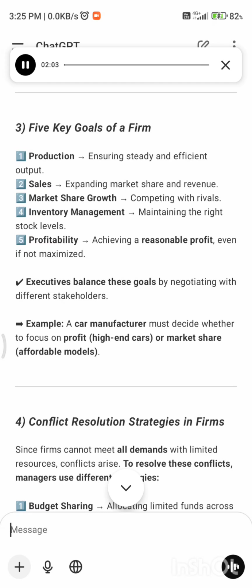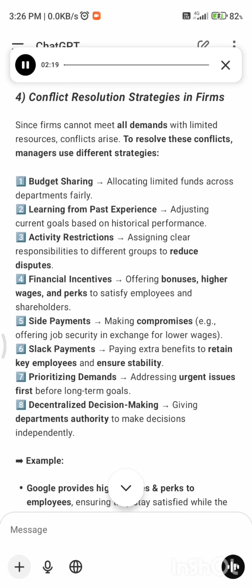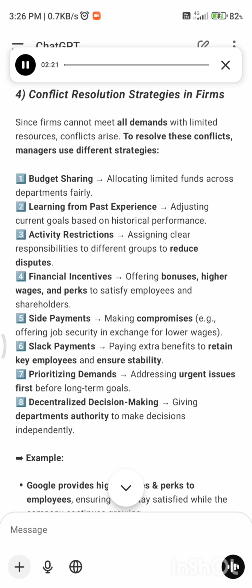Executives balance these goals by negotiating with different stakeholders. Example: a car manufacturer must decide whether to focus on profit, high-end cars, or market share, affordable models. 4. Conflict resolution strategies in firms. Since firms cannot meet all demands with limited resources, conflicts arise.